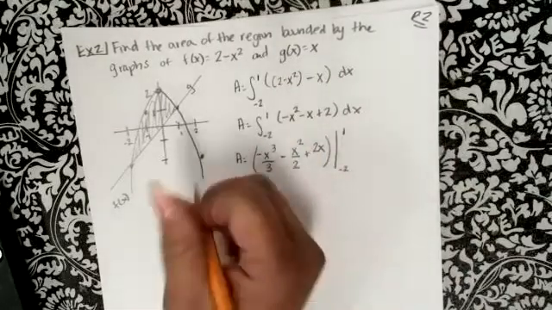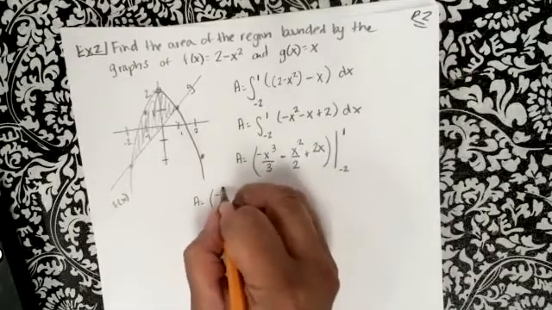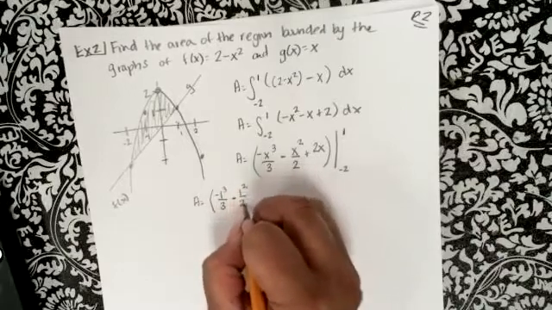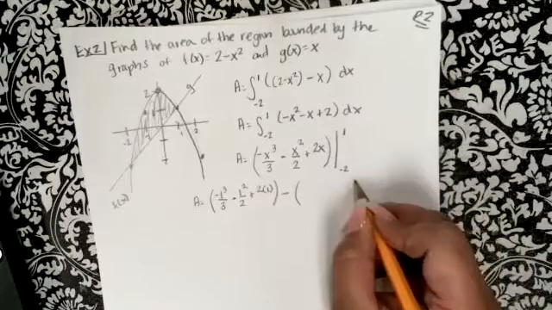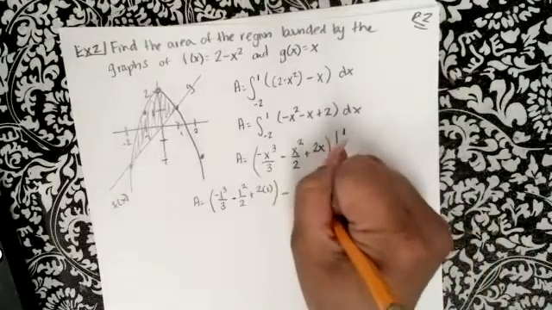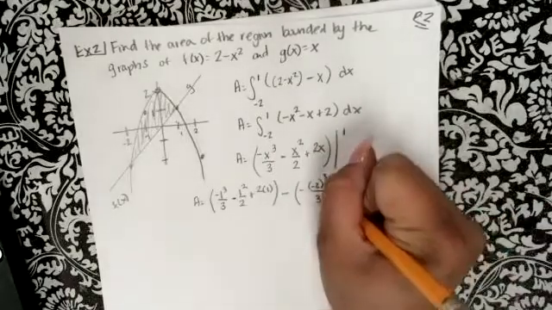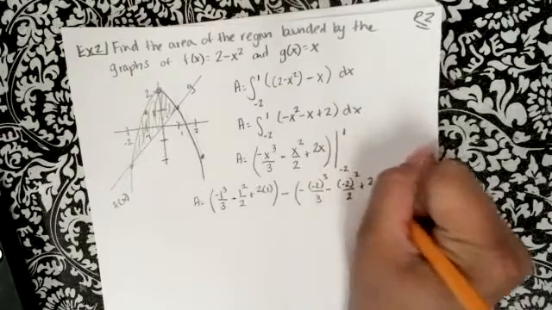So let me go ahead and plug in my upper. When I plug in my upper, I get negative 1 cubed over 3 minus 1 squared over 2 plus 2 times 1. Subtract now my lower, I'm going to plug in -2. So you're going to put -2 in parentheses and then cube on the outside. Minus -2 in parentheses, square on the outside.